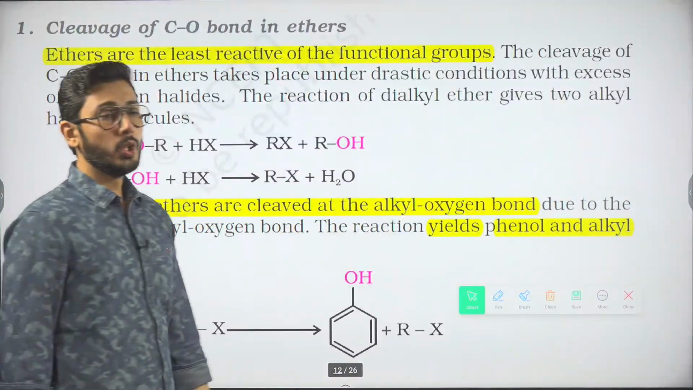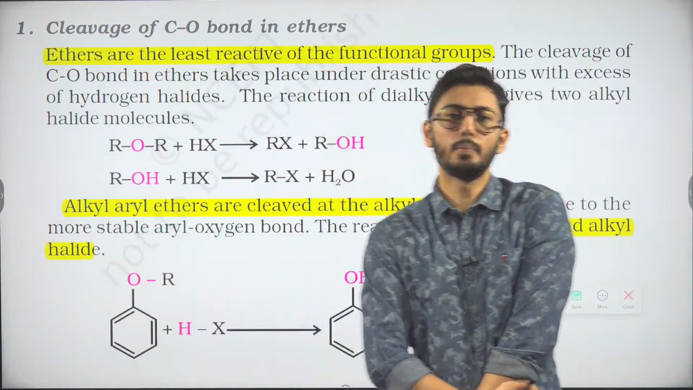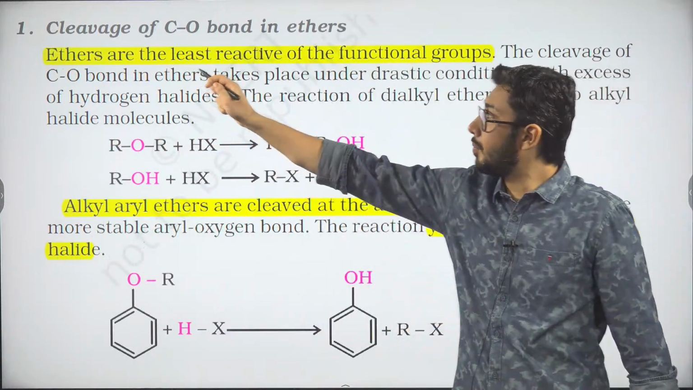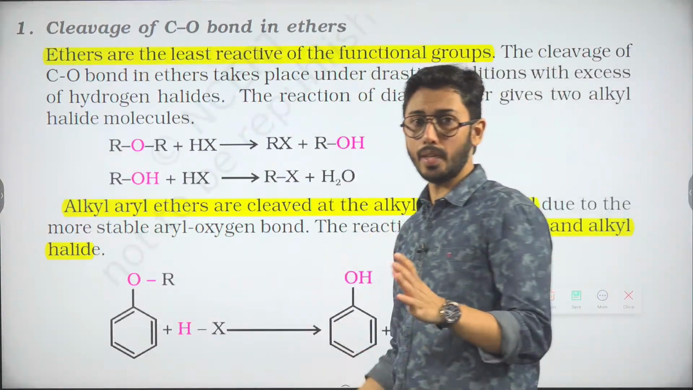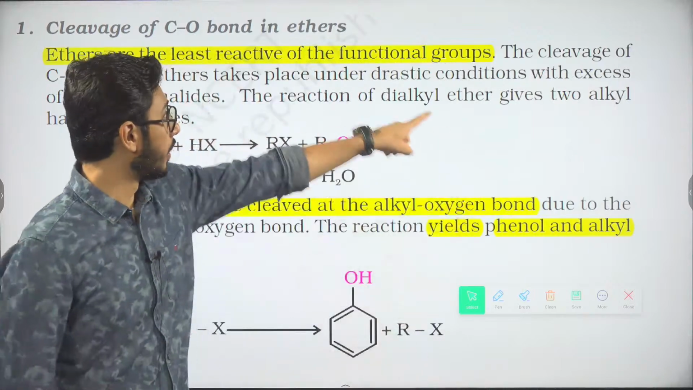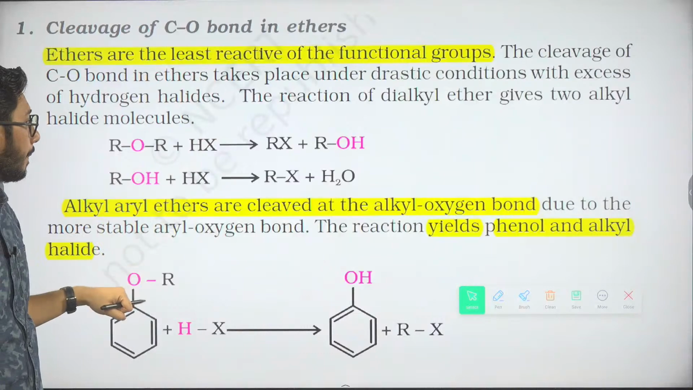Then cleavage of C-O bonds. Here the mechanism is involved, that part we are not discussing. Only other points, like ethers among all groups are least reactive. So that is why they require some drastic conditions in the reaction. Drastic conditions with excess of hydrogen halides. Okay?